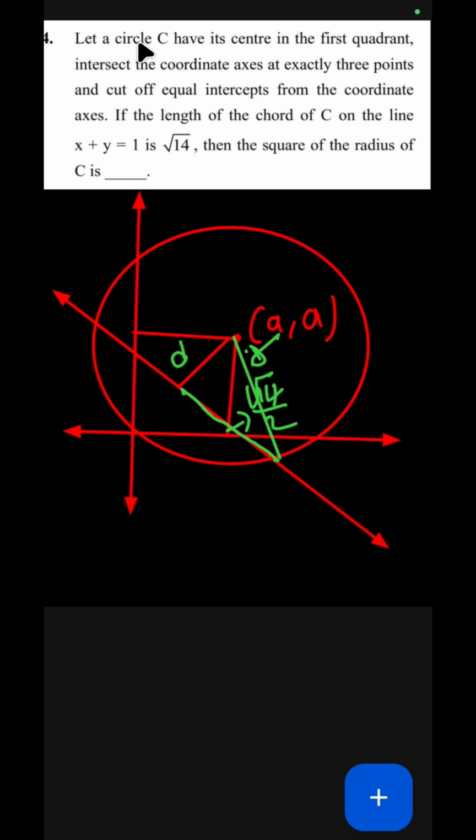Let's go to the problem. Let C be the circle. It is a circle C. In the first quadrant, the coordinates are exactly 3 points, (1, 2, 3). There are 3 points. The coordinate axes make equal intercepts, so this one is equal to this one.